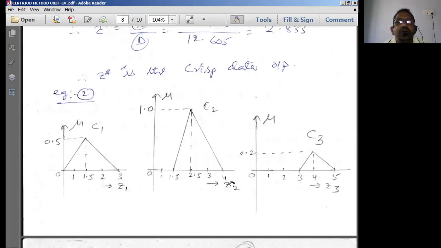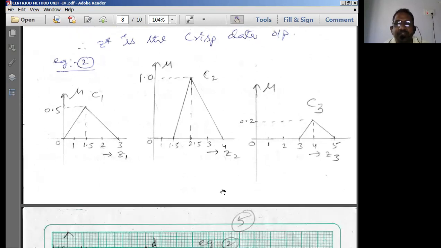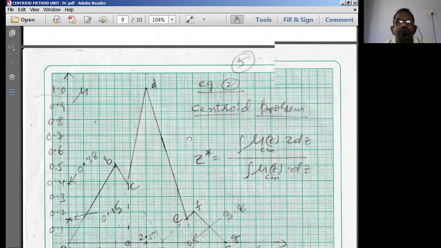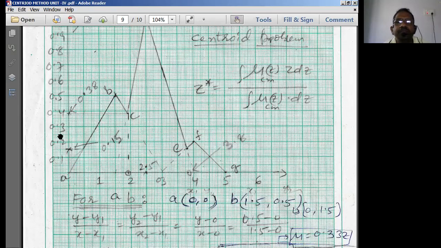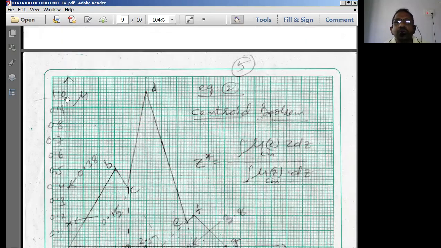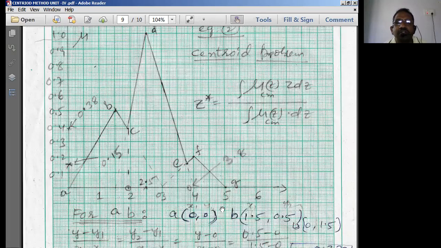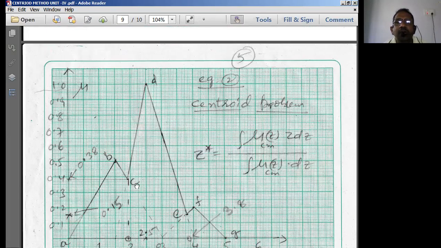Now, what are the various steps in this centroid method to solve for the crisp data? One thing is that we will be getting three different fuzzy sets. You have to find out the union of the three sets. That is the first step. After you find the union, you get the representation of the entire fuzzy set with respect to mu, that is the membership function, along with its fuzzy set values z.